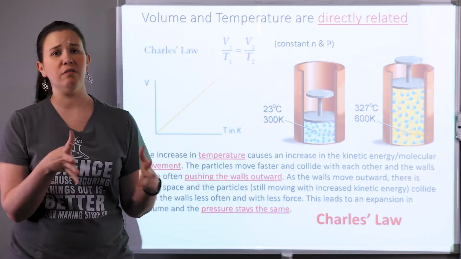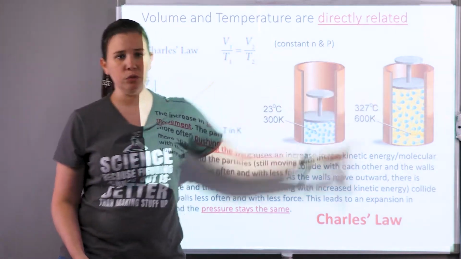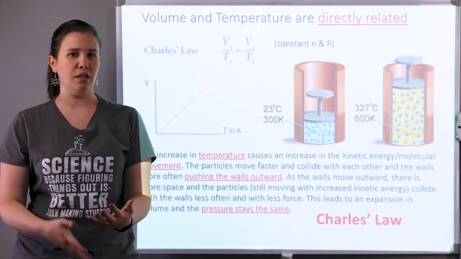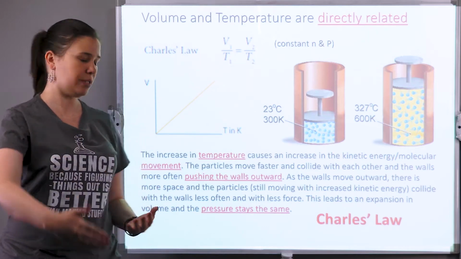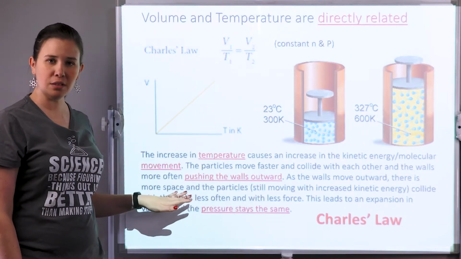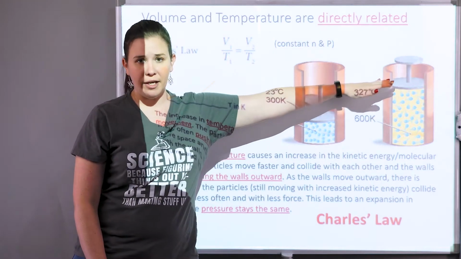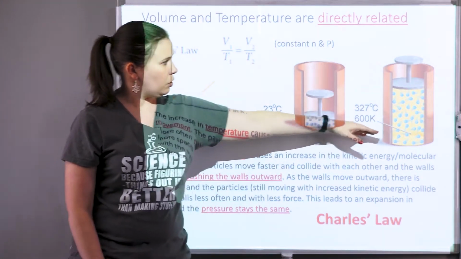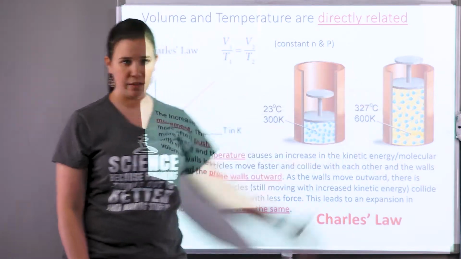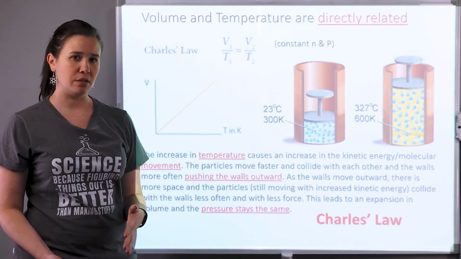So our particles are moving faster. Now, if the volume's not fixed, if it's allowed to move, that pushing, instead of just creating more pressure in a fixed volume, can actually push the walls outward. So if the volume is allowed to expand, then you have more volume. That increased movement caused an increase in the space that was being occupied. And that is going to allow the pressure to remain constant.